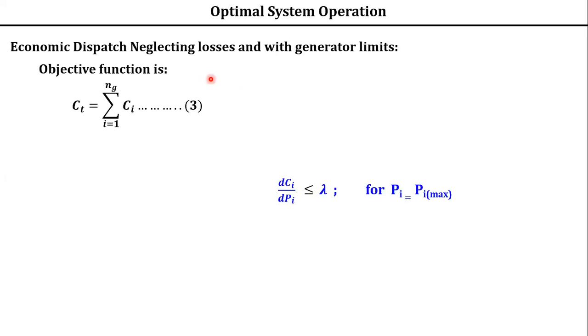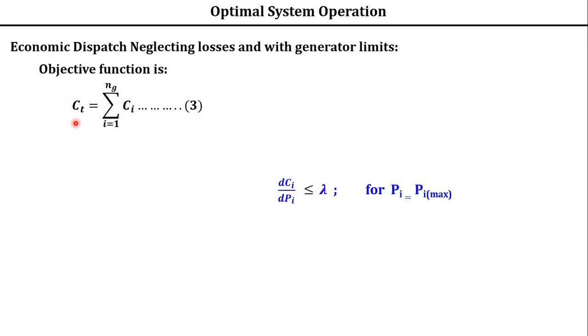Now, as usual, you know what the objective function is in this economic dispatch. Already I have defined it, that's why I gave equation 3. We have defined this in an earlier slide. So the objective function is Ct equal to the sum of Ci's. What is Ci? It is the cost of the ith generator. What is Ct? It is the total production cost, or total generating cost, equal to the sum of the cost of all the generators, where i goes from 1 to ng. The objective is to minimize this cost.